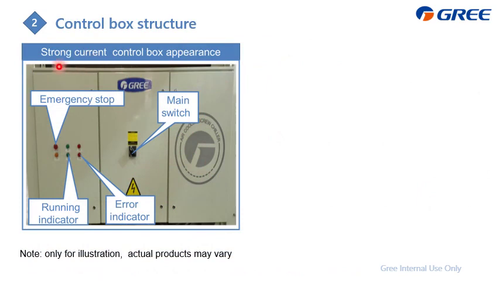As for the strong current control box, here is the appearance, and this is the emergency stop button, also with the indicators to show you the operating status and whether there is any error. And this is the main switch to turn on or turn off the chiller.